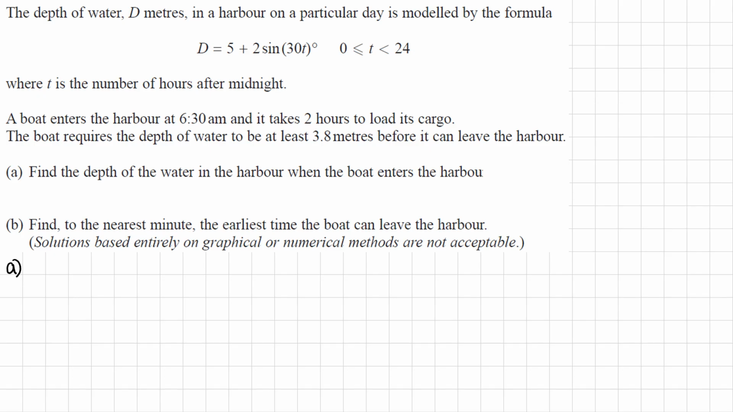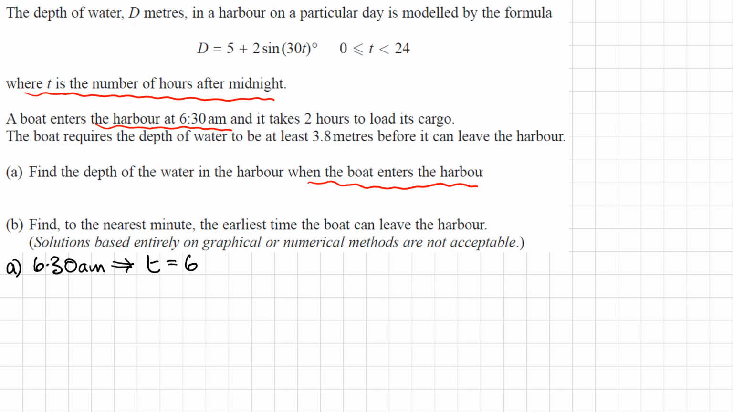To find this depth, the boat enters the harbour at 6:30 a.m. and we need to change this 6:30 a.m. into t for the formula. Now t is the number of hours after midnight, so 6:30 a.m. is 6.5 hours after midnight. So I'm going to make t equal to 6.5 and substitute straight into the formula. So the depth is equal to 5 plus 2 sine 30 times t, which is 6.5.